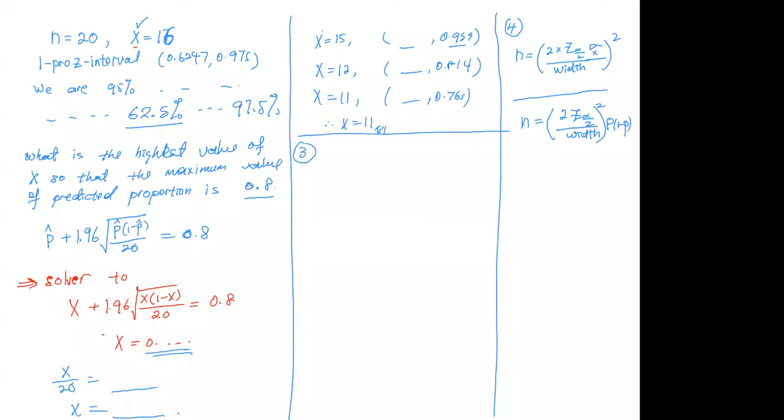Okay, and you have to know that width is 2 times the margin of error. All right? Okay, so this will be your whole paper. If you know how to use your calculator to find the confidence interval, okay, there are a few confidence intervals that you need to find.